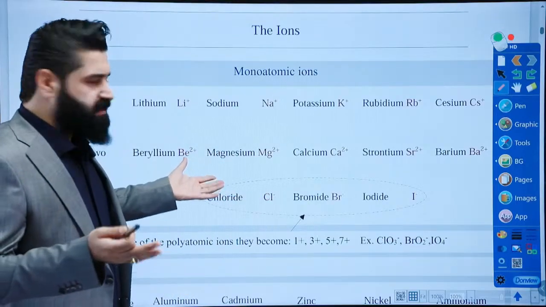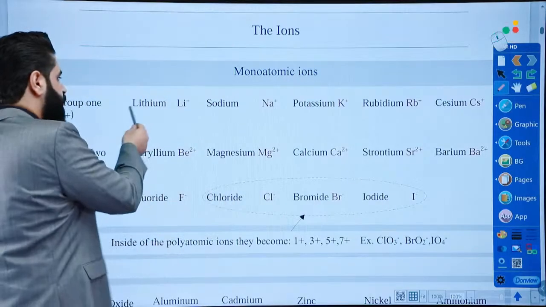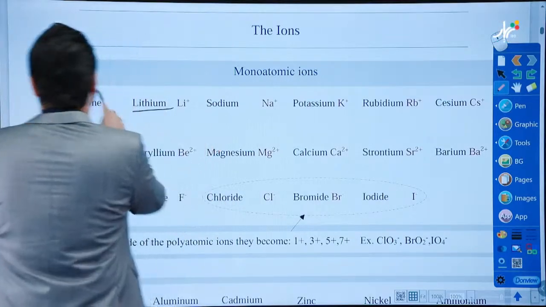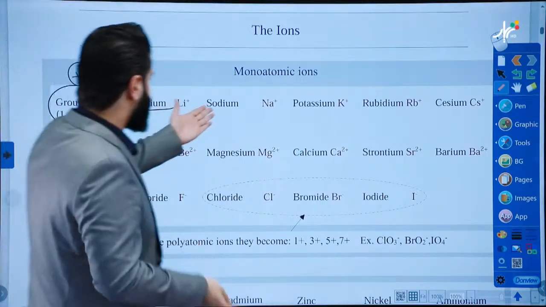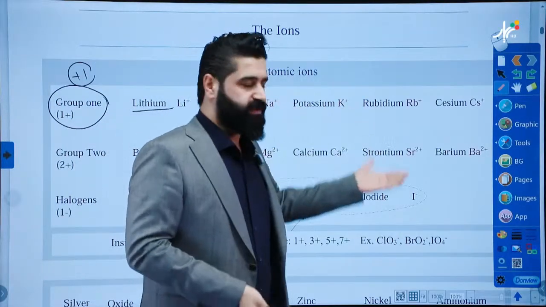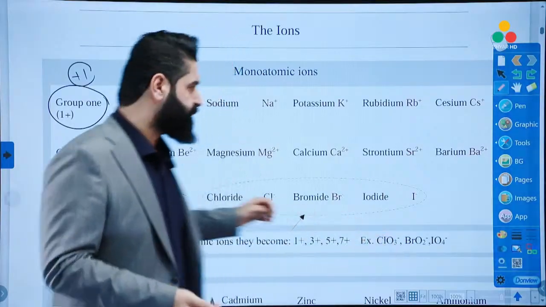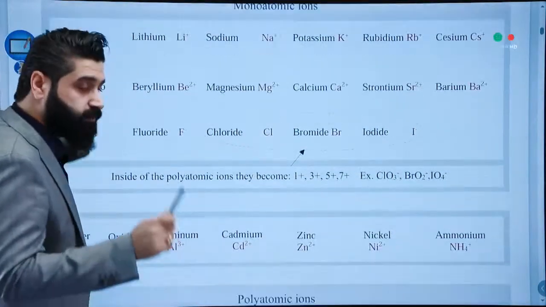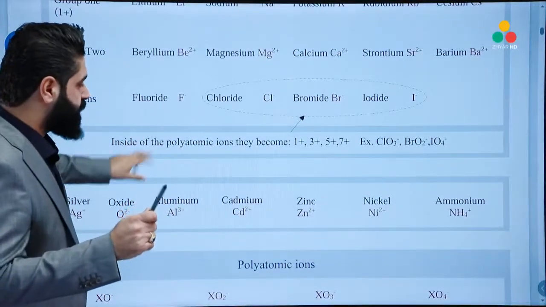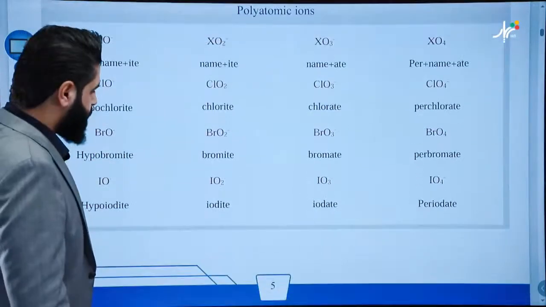Okay. Assume that now I will read the ions. Stay with me. Look, lithium is +1. Group 1 elements are positively charged 1 ions. Sodium +1, potassium, rubidium. You have to memorize by the end of this. So please memorize all the ions, including polyatomic and monoatomic ions.